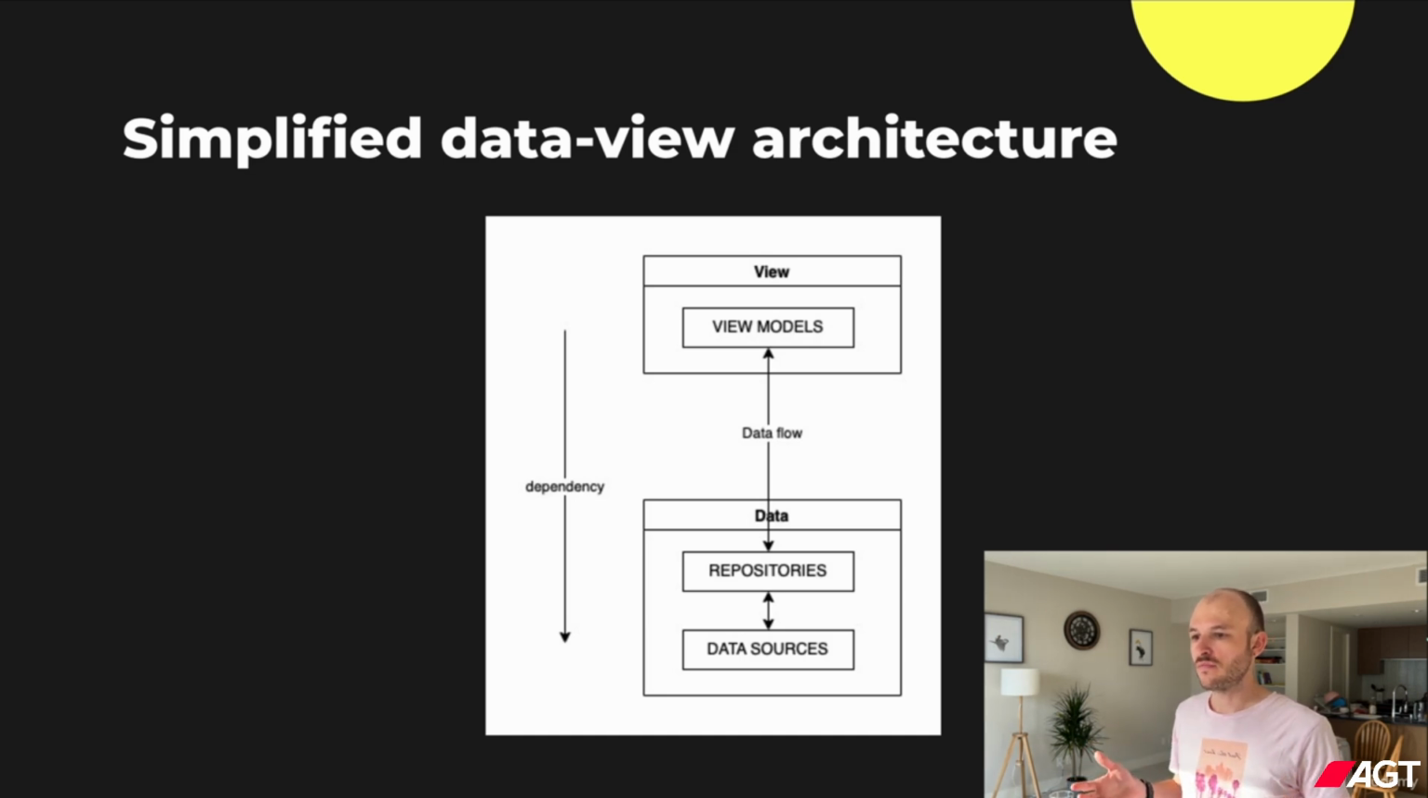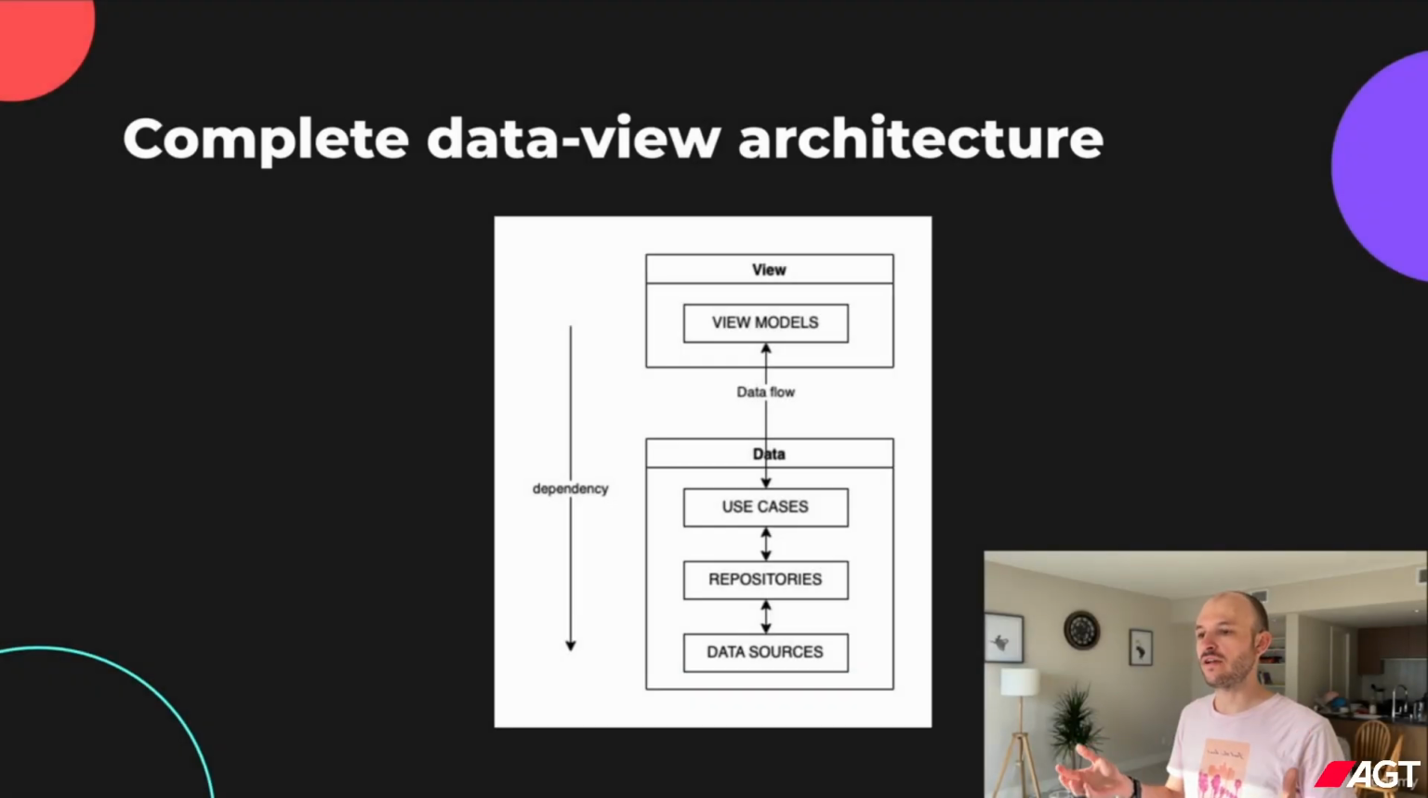At the bottom, there are data sources, where data flow is starting. Then it consolidates in repositories. View models should directly use repositories, but avoid using data sources from view models. So your dependency will look like this, from up to down. View models depend on repositories, and repositories depend on data sources.